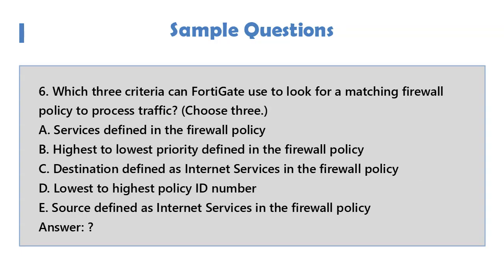6. Which 3 criteria can FortiGate use to look for a matching firewall policy to process traffic? Choose 3. A. Services defined in the firewall policy. B. Highest to lowest priority defined in the firewall policy. C. Destination defined as Internet services in the firewall policy. D. Lowest to highest policy ID number. E. Source defined as Internet services in the firewall policy.